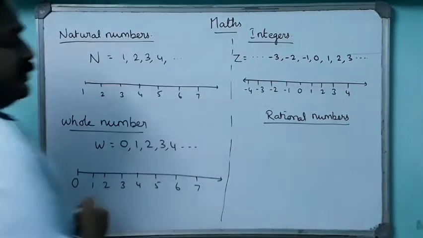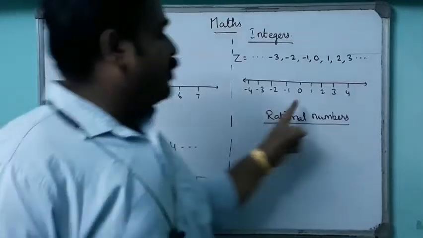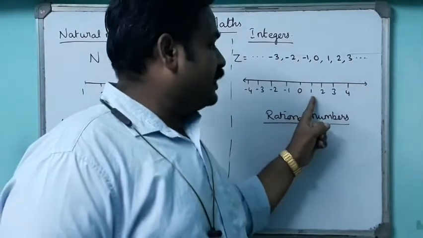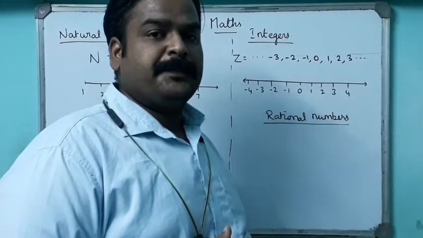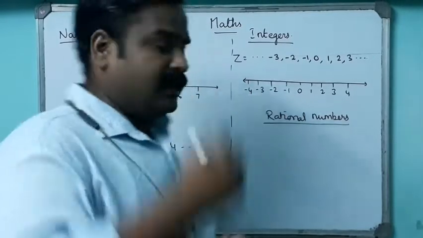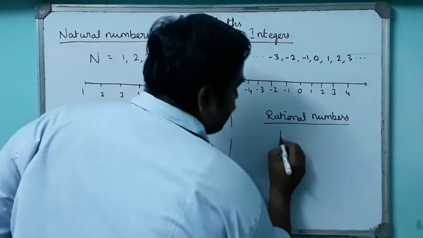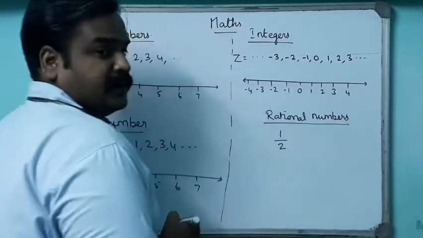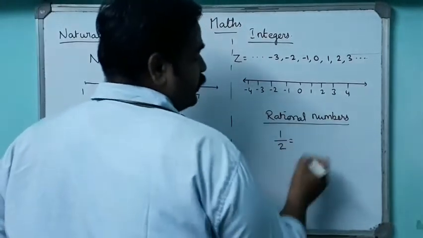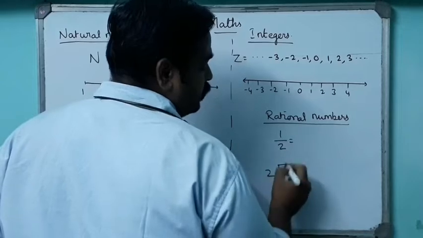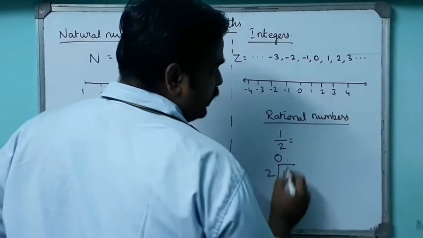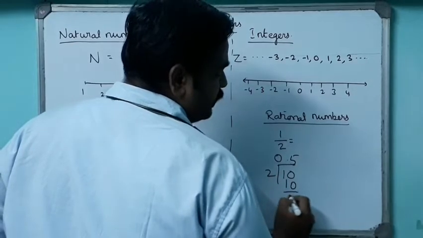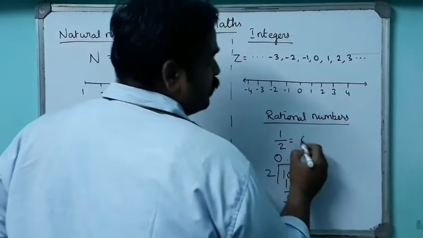So what are rational numbers? See, you have got a number 0 here, and you have got another number 1 here. Is there any number between this 0 and 1? Yes, definitely we have got a number. For example, I will take the number 1 by 2. What is the value of this 1 by 2? If you divide 1 by 2, you put a 0 and a decimal point here. 5 times 2 is 10, the remainder is 0. So you will get 0.5.